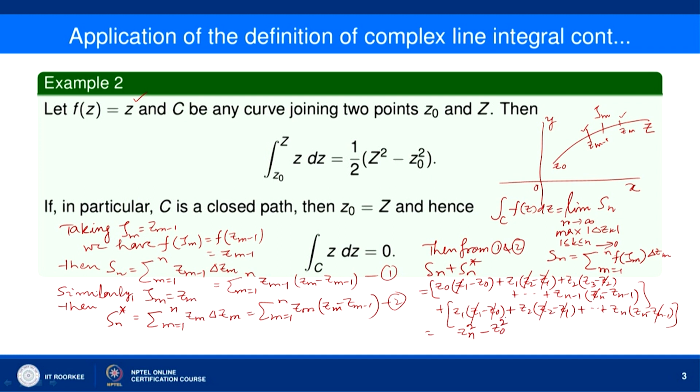Okay. Now, let us take the limit as n goes to infinity. Then what will happen? The limit as n tends to infinity, such that the maximum of mod of delta Z k goes to 0.